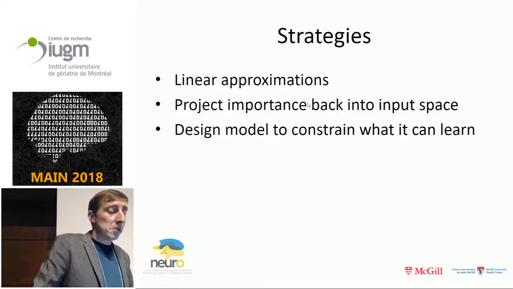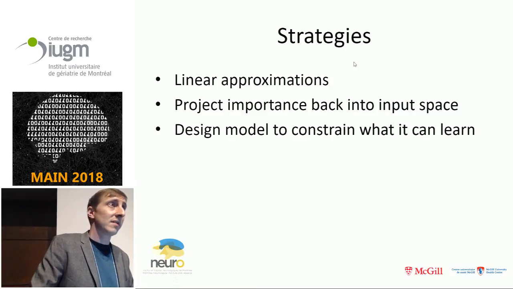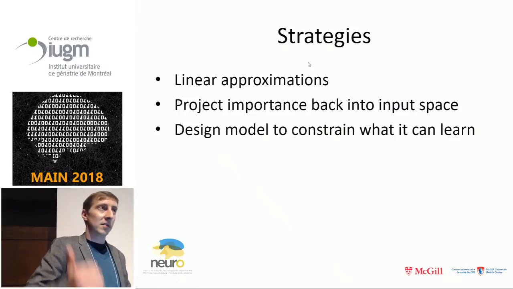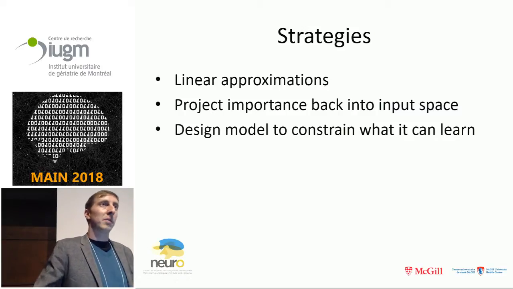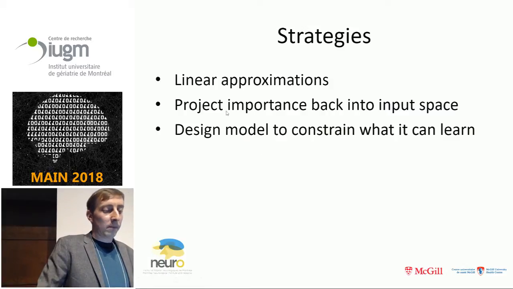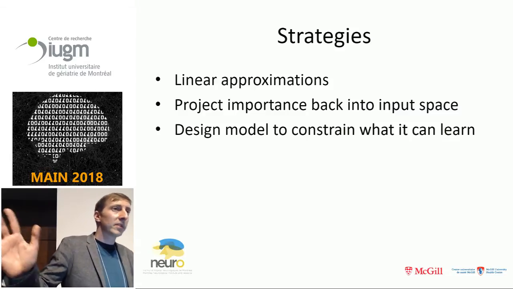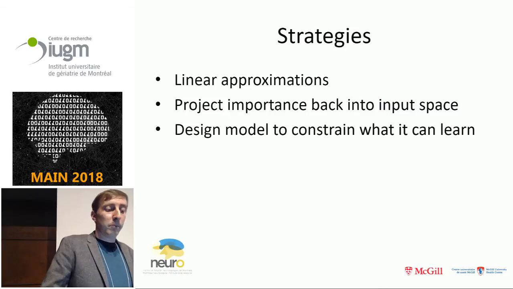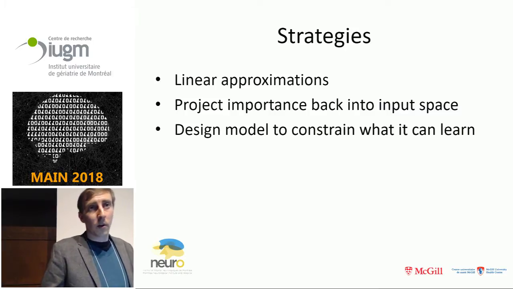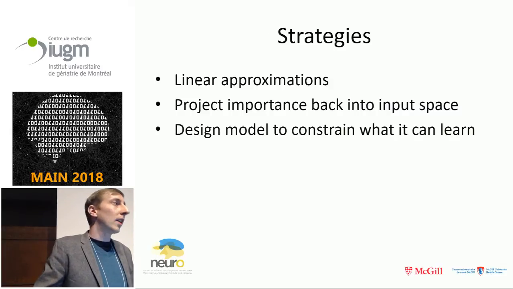And so the strategies to start to address this, most of them are based on linear approximations, so that we can explain this factor is related to this one with statistical significance, or that's a very simple sentence to explain this 9 million parameter nonlinear network. So a lot of the ways to do this, especially in computer vision, is to project some sort of importance measure back into the input space and create a heat map of what's important. But you can also design your model so that you constrain what possible functions it can learn.